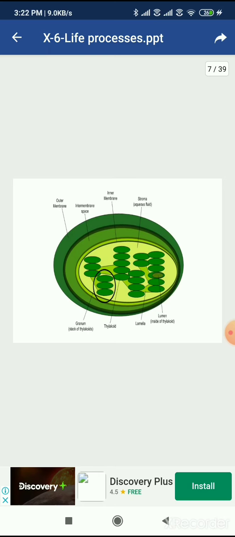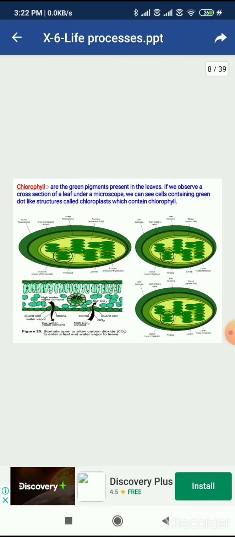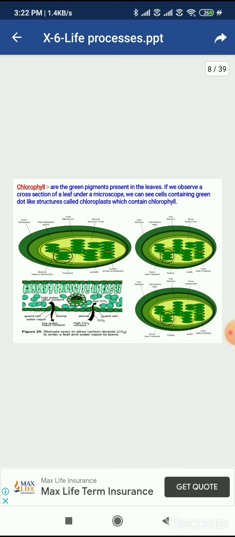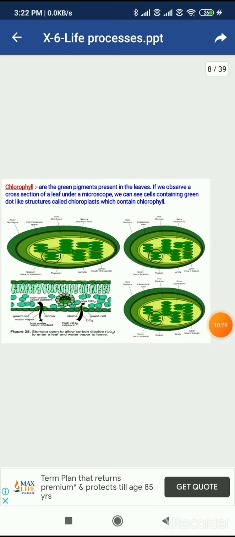So this is a diagram of chlorophyll. Chlorophyll are green pigments present in the leaves, and this is the green pigment which is known as the kitchen of a plant. Here only the process of photosynthesis takes place. So chloroplasts are green pigment which helps in the process of photosynthesis.